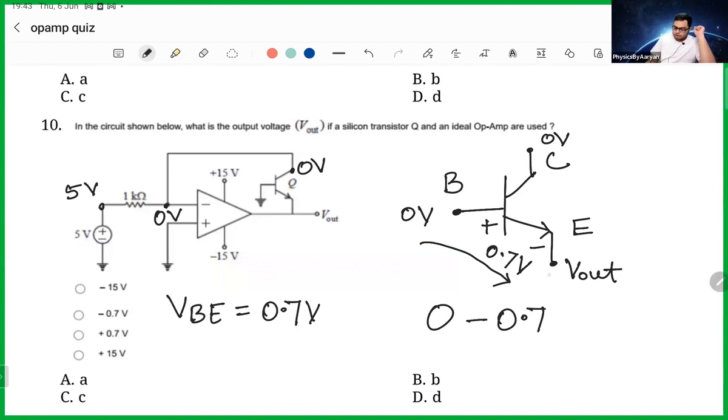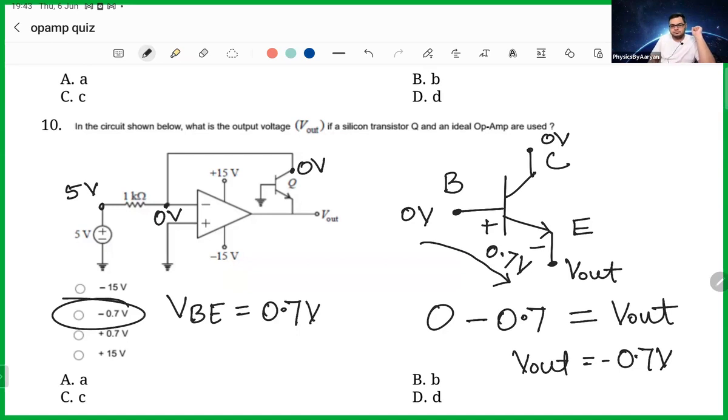And then we come down and we reach the V output, so equals V output. So V output simply comes out to be minus 0.7. Okay, and that is your option number B.